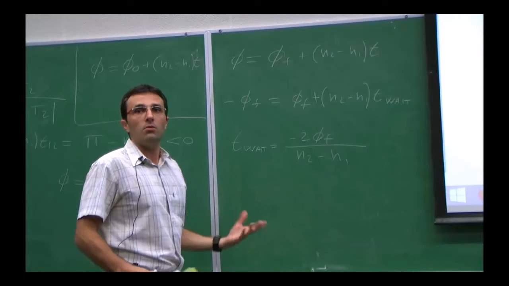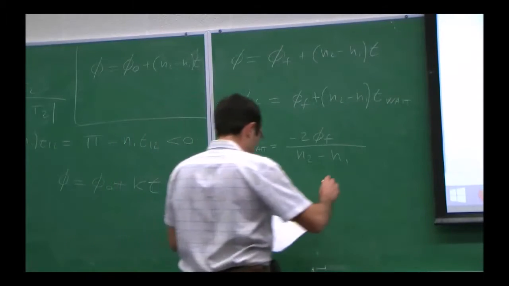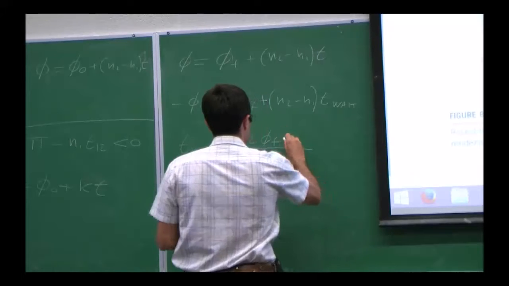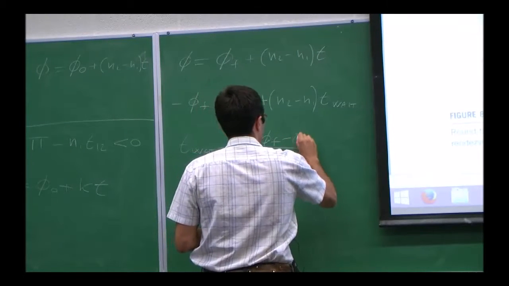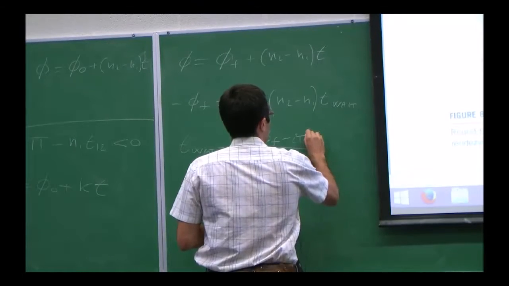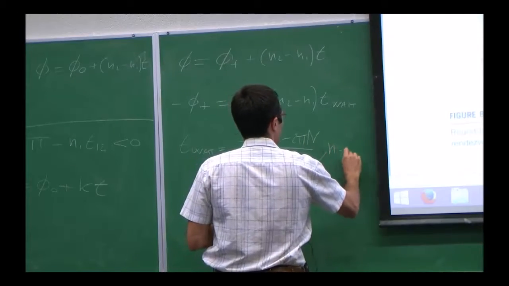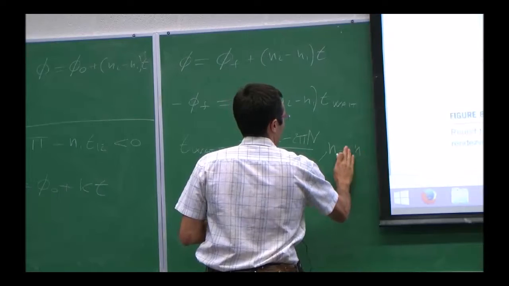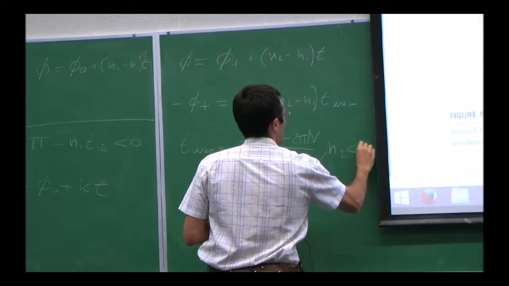I don't like that. Well, but everything is periodic here. So what you actually do is make sure that the numerator is negative, and you basically add a 2 pi n, where n is an integer. So this is the case where n2 is less than n1.